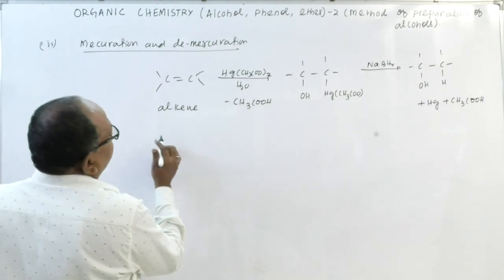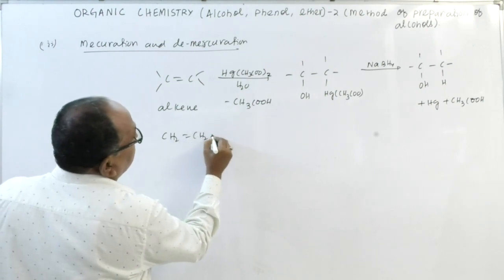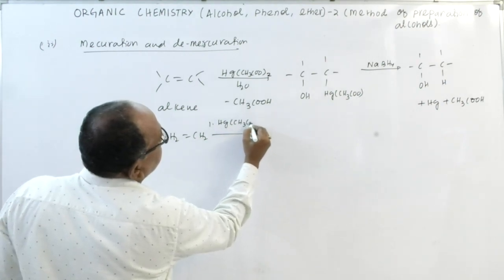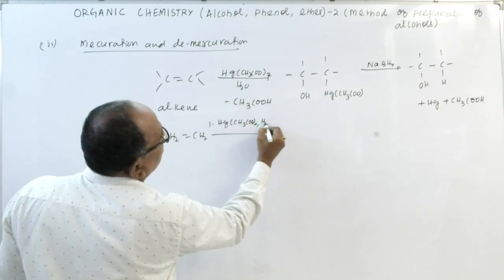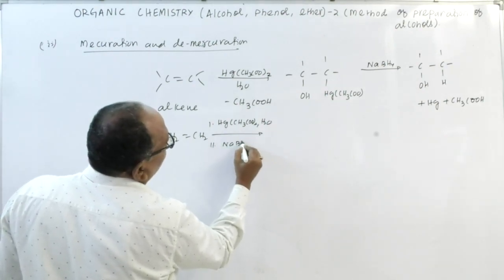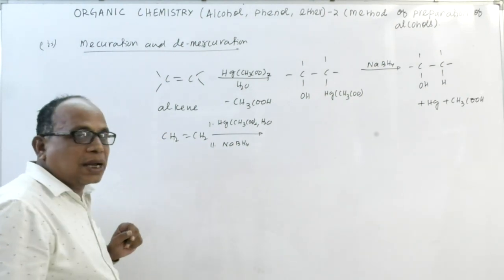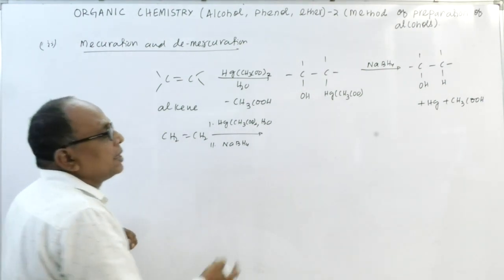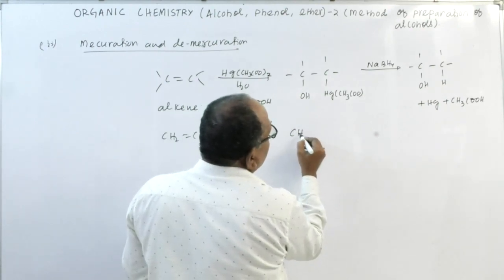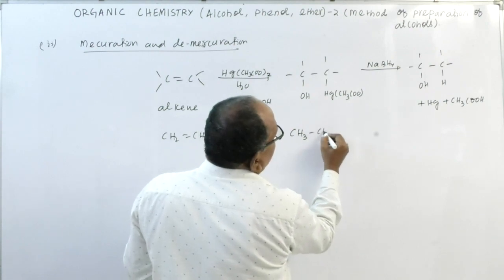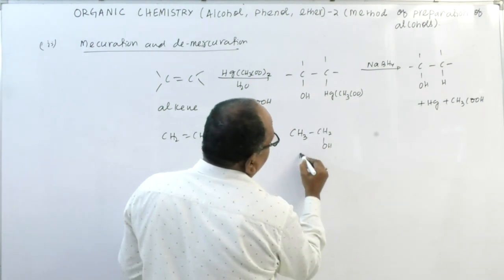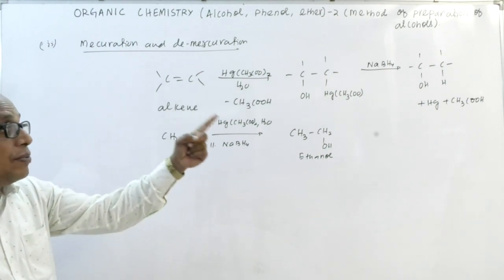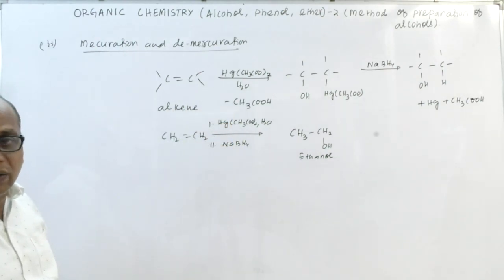Suppose you take ethene that is treated with mercuric acetate and H2O, second treated with sodium borohydride in a polar solvent, tetrahydrofuran. What will happen? H is one side, OH is another side. That means it gives you CH3CH2OH. This is your ethanol. First it gives mercuration, then demercuration to form alcohols.